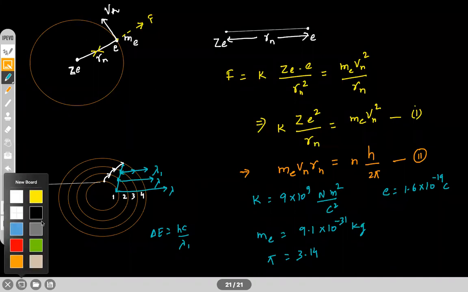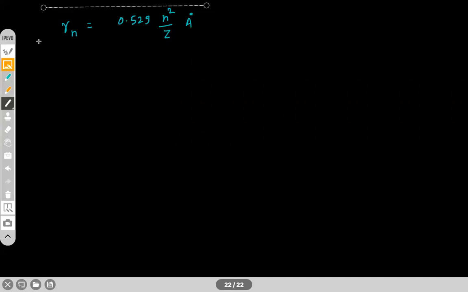When you solve this, you'll get the final expression: the radius in nth orbit, r_n, is equal to 0.529 n square by z angstrom. This is the radius formula, a very, very important formula.